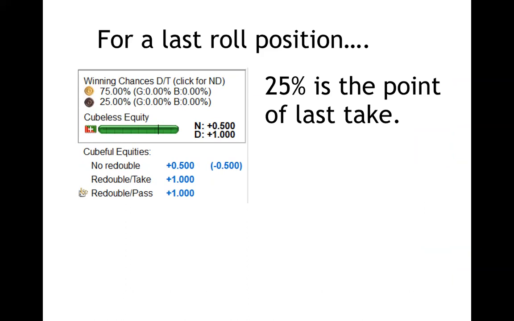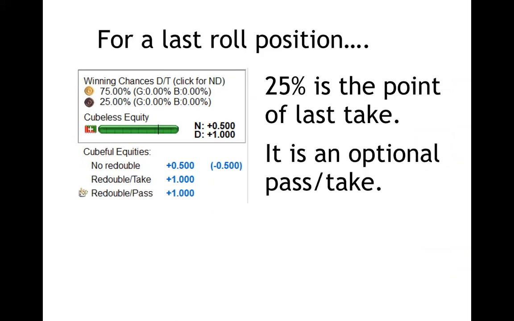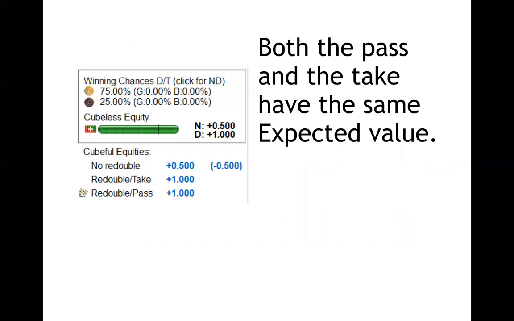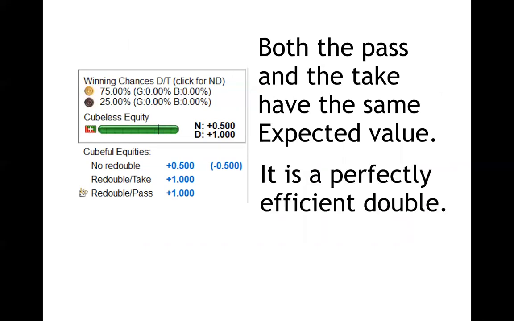We'll see in other positions where there's more game to play, we can take a cube when we're winning less than 25% of the time. We'll learn those things, and you don't really need to know all the numbers and percentages all the time. But for a last roll, we need to take at 25%, mainly because we're never going to be able to redouble. As I said, it's an optional pass or take. Both have the same expected value. Perfectly efficient double.